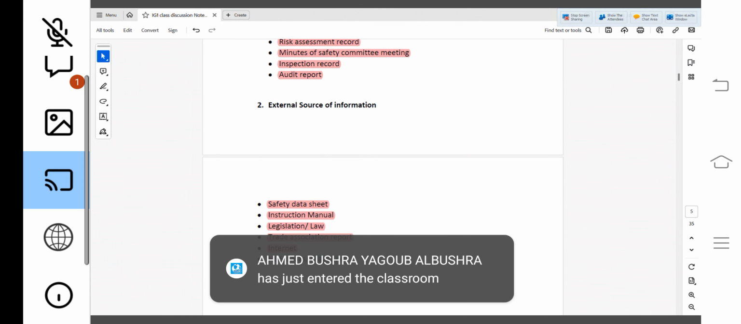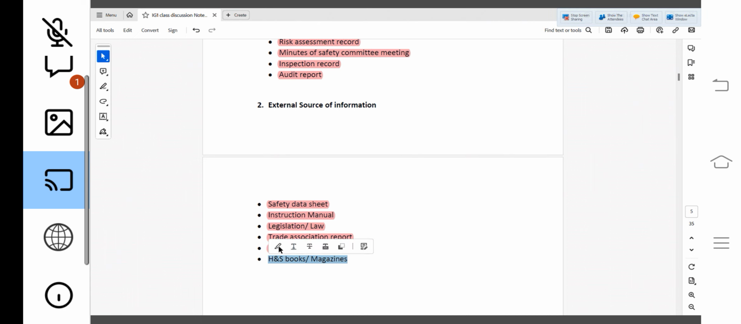Now, health and safety books and magazines are also there, as soft copy on the internet or in hard copy available in the shop. They can purchase it and then refer to it to implement if they think it is a good one. So this external source information is externally available.